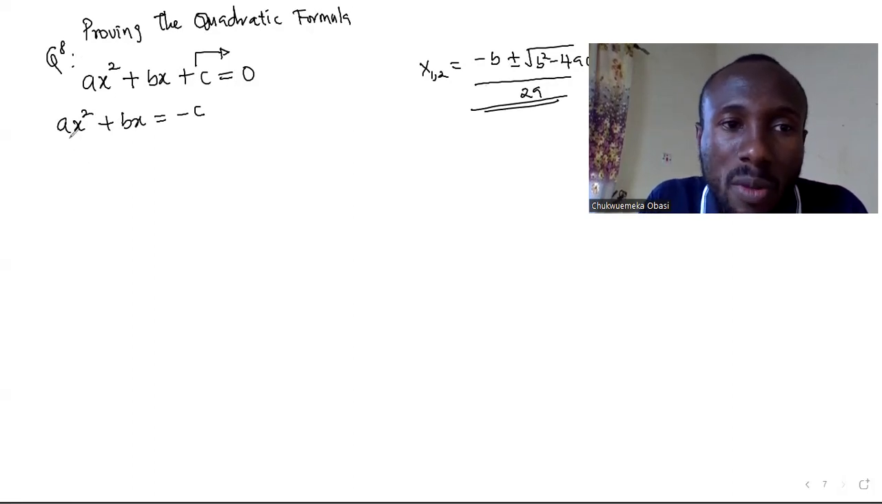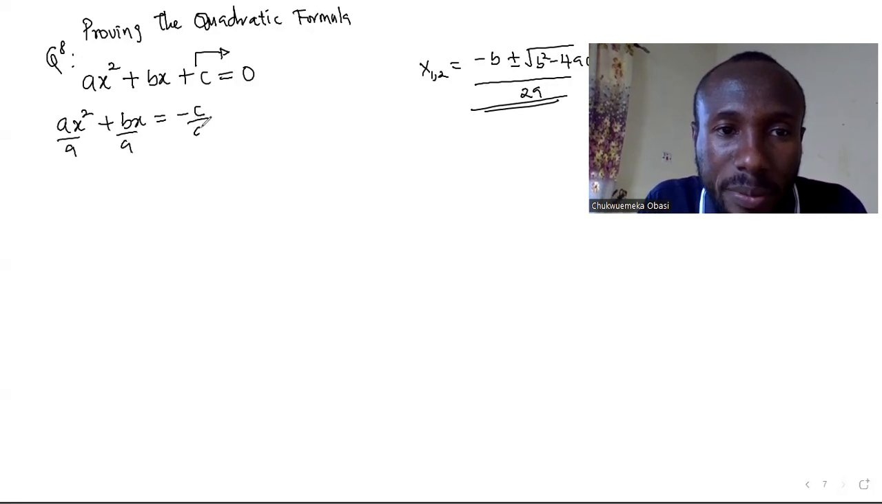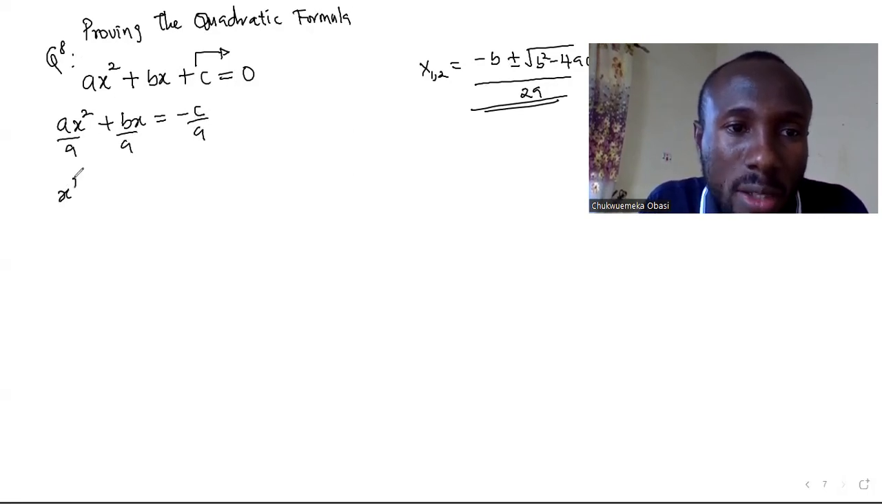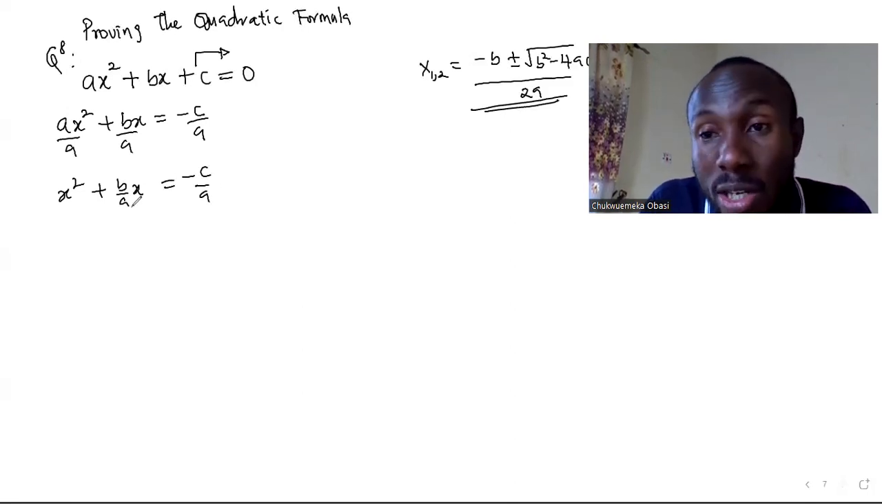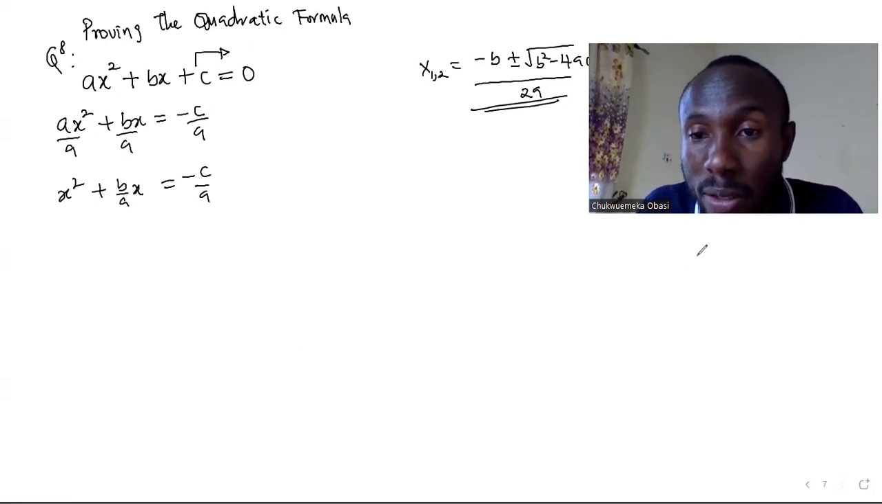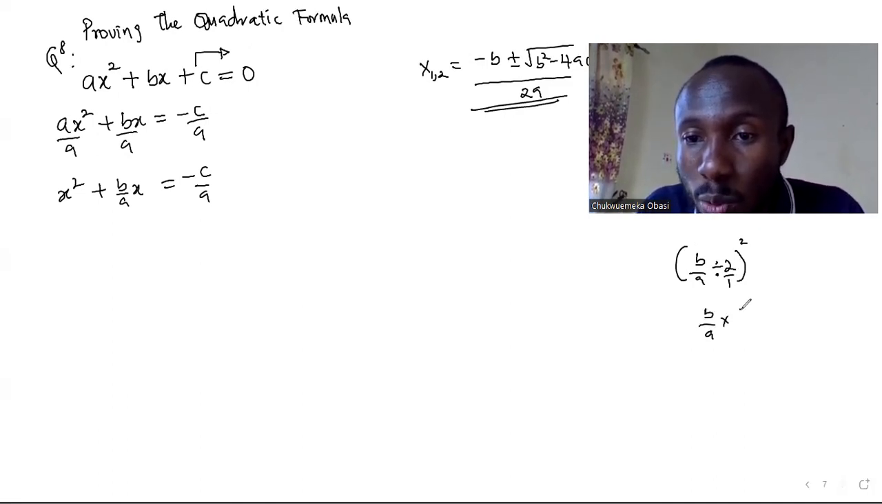And now divide everybody by a. So divide here by a, divide here by a, like that. So you have x squared plus b over ax equal to minus c over a. Now you pick the coefficient of x, which is b over a, a fraction. So divide by 2 like this and square. So, you know, this is 2 over 1. So you have b over a times 1 over 2. And finally, all squared, we have b over 2a all squared.